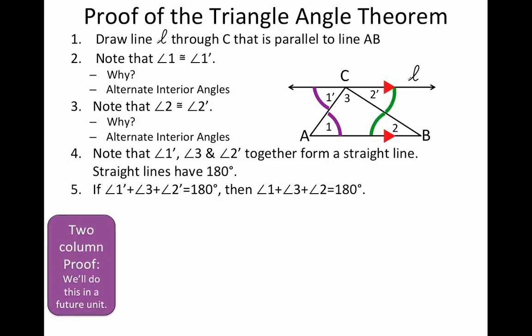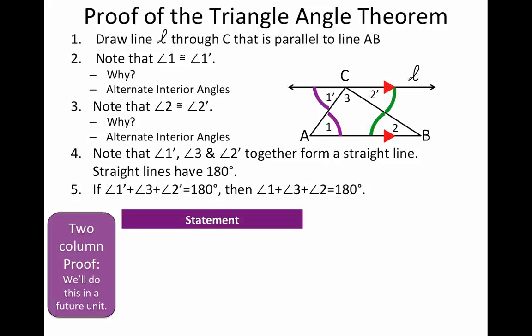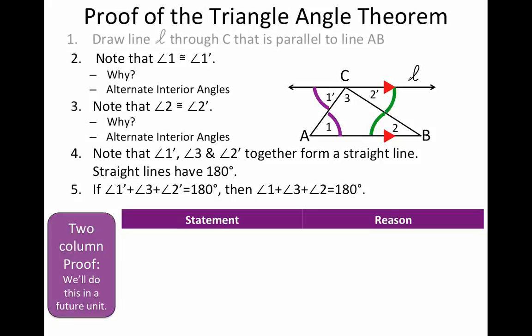Now that was sort of an informal proof. Now let's do a more formal proof, which is called a 2-column proof, and we'll do these in a future unit. I just want to expose them to you right now. All 2-column proofs start with a statement, and every statement has a reason that goes along with it.